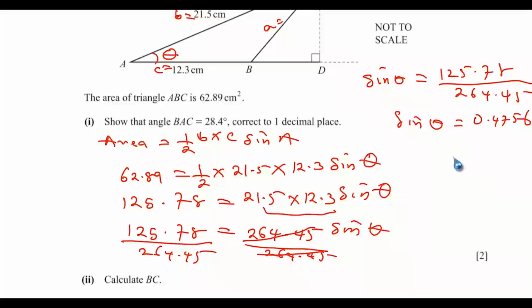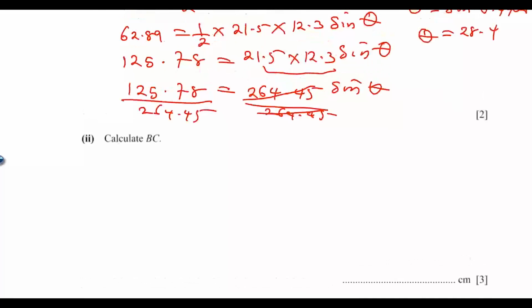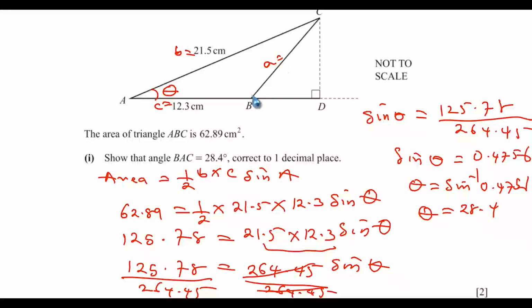So this will give us sine theta equal to 0.4756. Then if you take sine inverse of both sides, that means theta will be equal to sine inverse of 0.4756, and the value of theta will be equal to 28.4, correct to 1 decimal place. So we have shown that. Then we can now calculate BC. To calculate BC, we can make use of cosine rule.